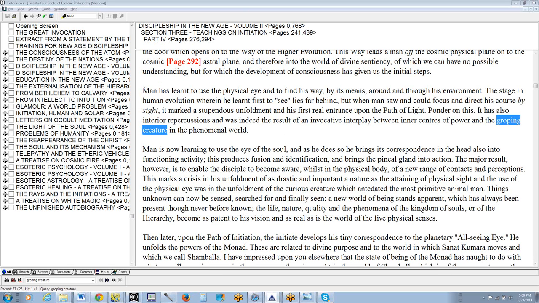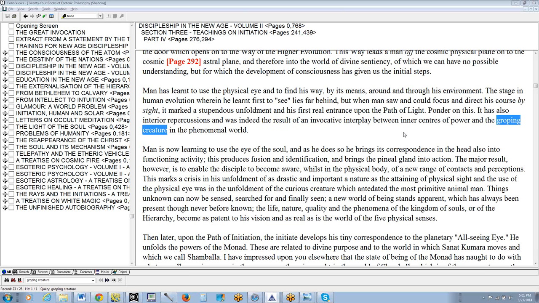So man has learned to use the physical eye and to find his way by its means around and through his environment. The stage in human evolution wherein he first learned to see lies far behind. See, was he man or was he animal man? But when man saw, he could focus and direct his course by sight, and it marked a stupendous unfoldment and his first real entrance upon the path of light. And that has to do, I think, with really becoming a human being. Venus is a great planet of sight, and so is Mercury, and they are both involved in individualization.